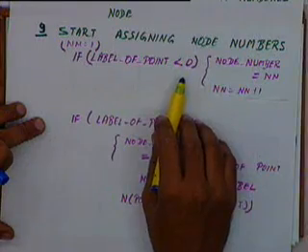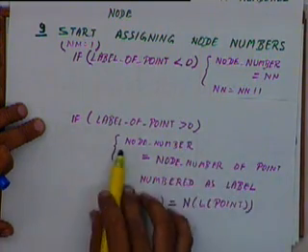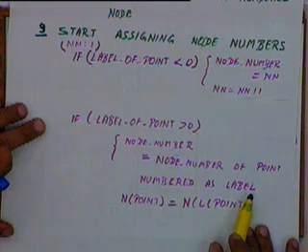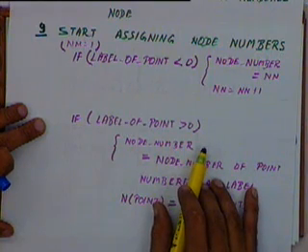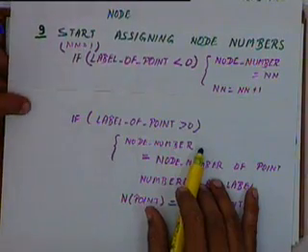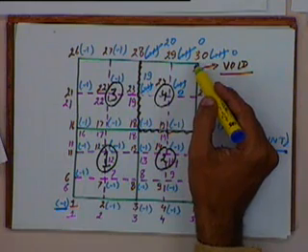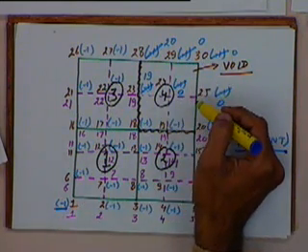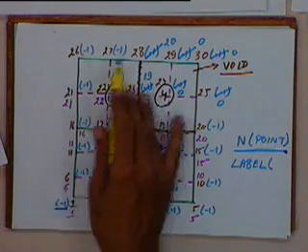So, if the label of the point is less than 0, we just assign it the node number. If the label of the point is greater than 0, then we assign it the node number corresponding to the node number of the label. But if the label of the point is equal to 0, we simply ignore it, because that means it's inside a void block. So that should not be numbered. Okay, so we'll get node numbers corresponding to each of these points.